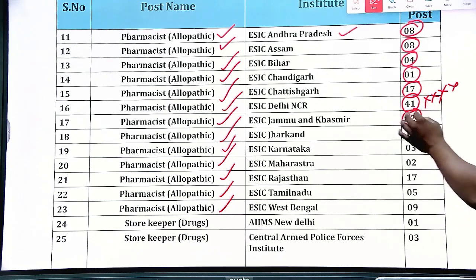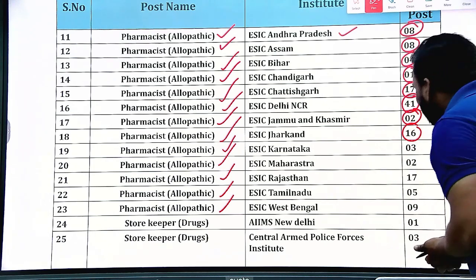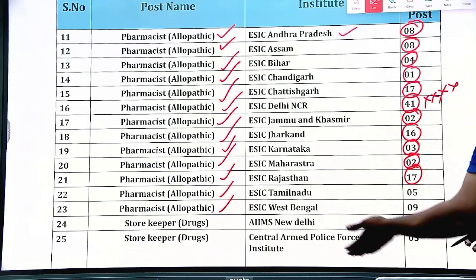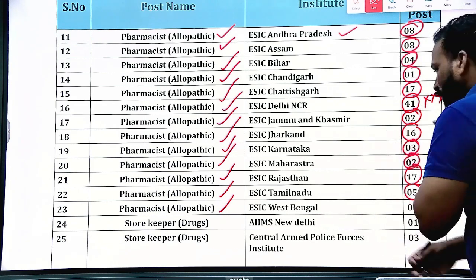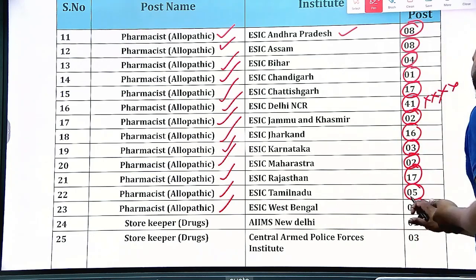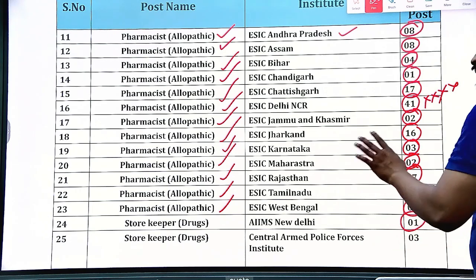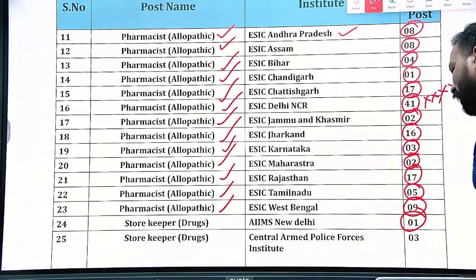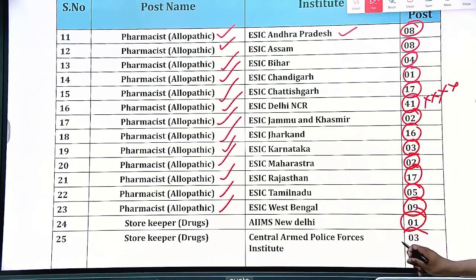After that, Jharkhand for the allopathy pharmacist we are having 16 vacancies. Then Karnataka has 3 vacancies, Maharashtra 2 vacancies, and Rajasthan 17 vacancies. For Tamil Nadu, 5 vacancies for this ESIC pharmacist, especially for allopathic. For West Bengal we are having 9 vacancies, and for AIIMS New Delhi again 1 vacancy for the storekeeper. And now we have the same storekeeper in the Central Armed Forces, with 3 vacancies.